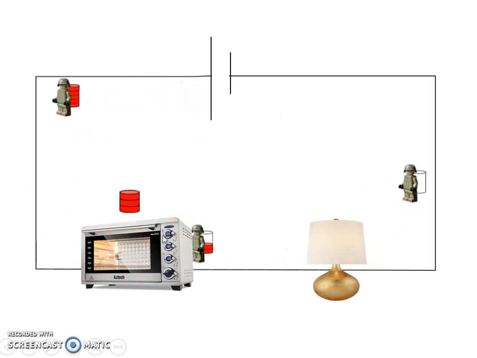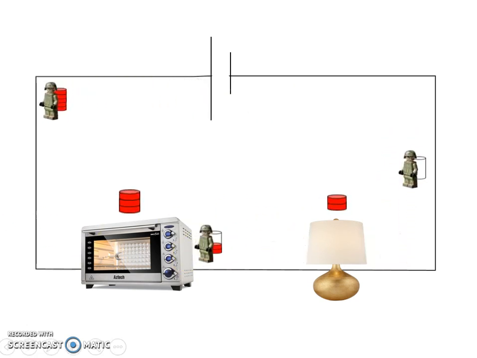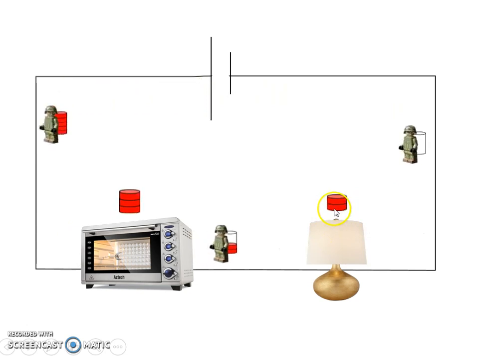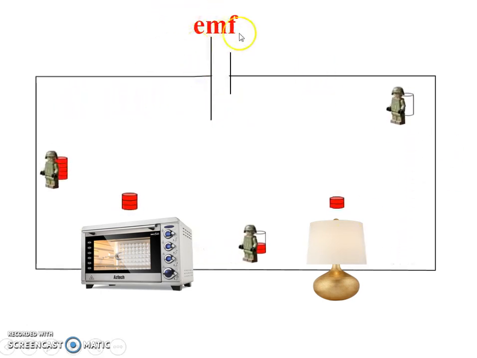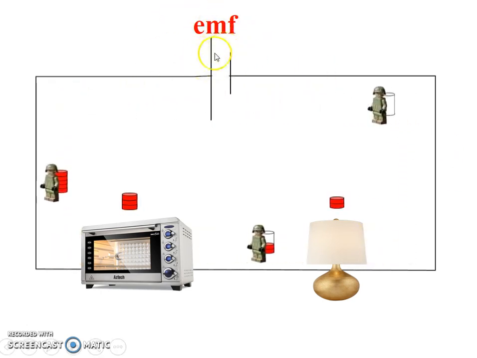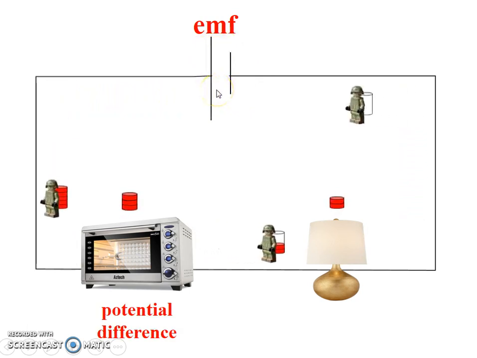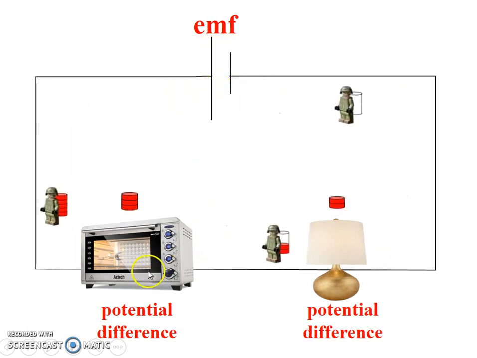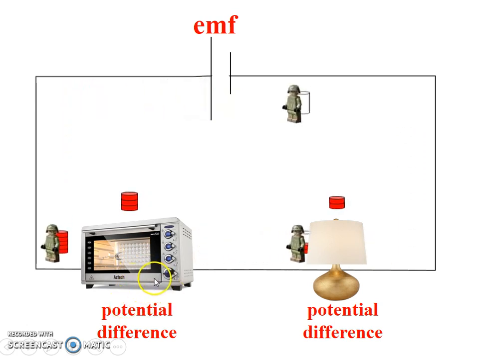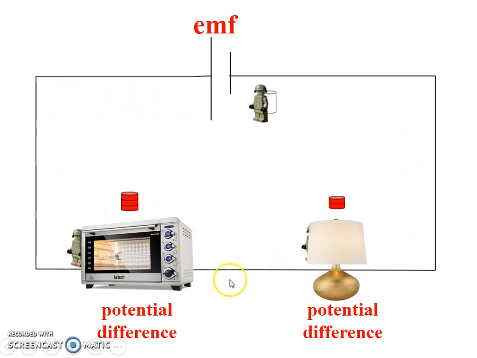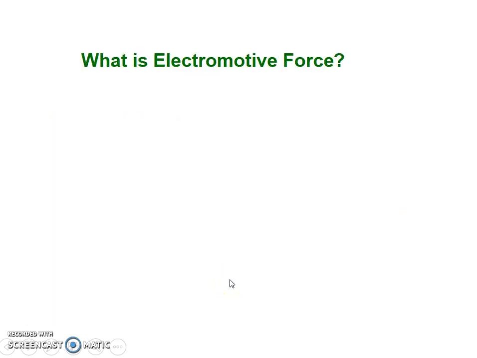You can see it actually goes out. For the oven, it loses energy as heat, and for the light, it loses energy as light. That's it. And this is the concept of EMF, which is supplying energy to each coulomb, and potential difference, which is the taking away, or the emitting, of energy from each coulomb.